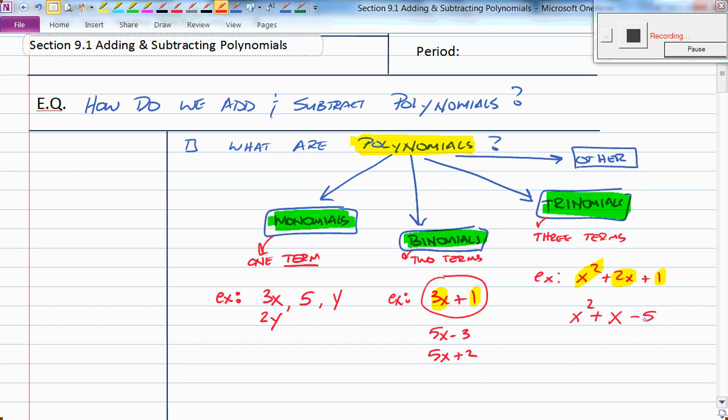So I want you to understand the idea of terms. And then we have this thing called other. Anything that's greater than 3 terms, we're just going to call that other for now.